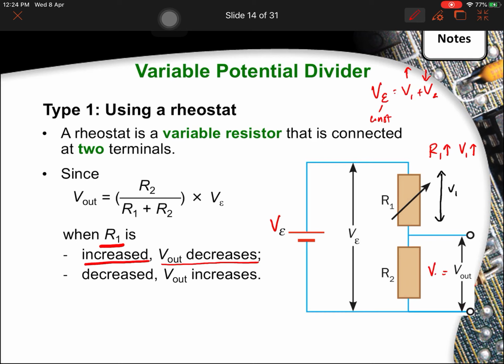Remember this V out is the same as V2, okay? Sometimes I forget and I say V2. It's the same thing. Alright, now what if R1 decreases? So when R1 decreases, your V1 is going to decrease. When V1 decreases, since V epsilon is a constant still, V2 is going to increase. So V out will increase when R1 decreases.